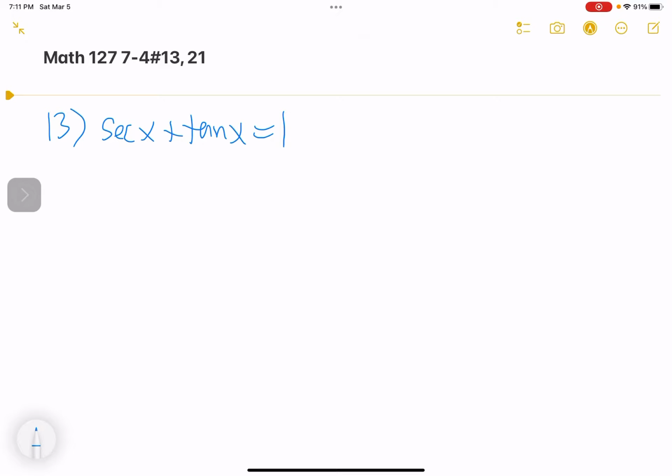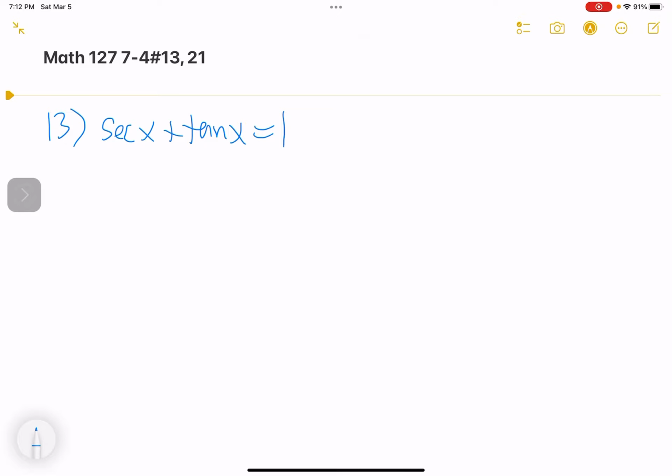I'm going to do several problems from 7.4 in pairs, just so the videos don't get too long. The first one, I'm going to do 13 and 21 together. The first one here, 13, says secant of x plus tangent of x equals 1. So we're going to find the solutions.